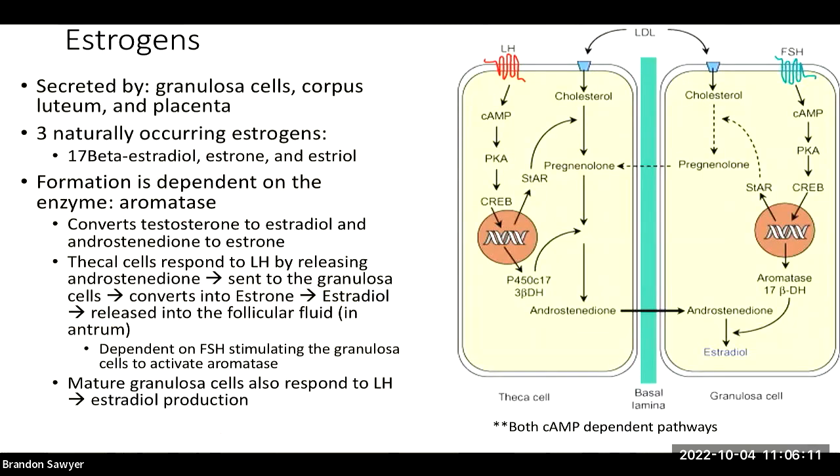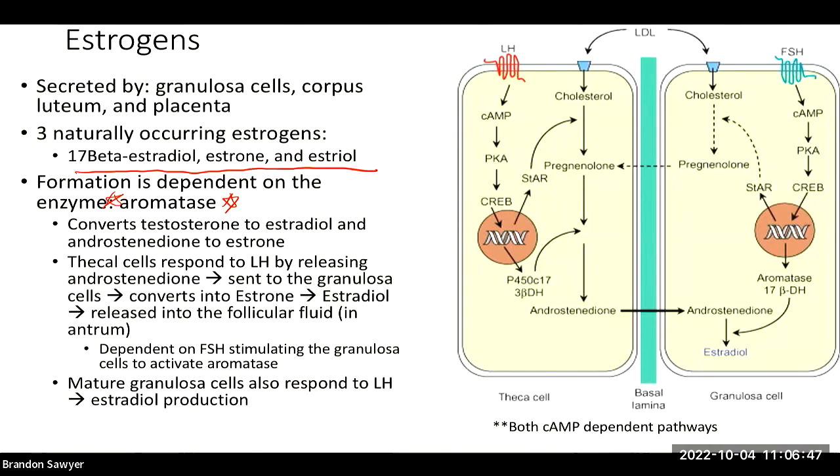Okay, so when it comes to estrogens, there are multiple types of estrogens released in females. Okay, all these different ones here. Those are the three naturally occurring ones. The formation is dependent on aromatase, which is a certain enzyme that can convert testosterone to estradiol, as well as androstenedione to estrone. Androstenedione is one of those androgens that can be released either by some of the cells in the ovaries or by the adrenal cortex, like we talked about last time.